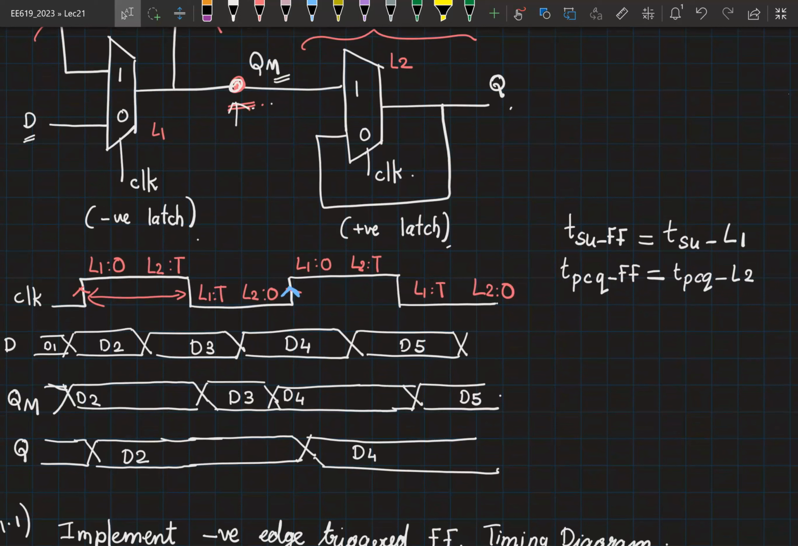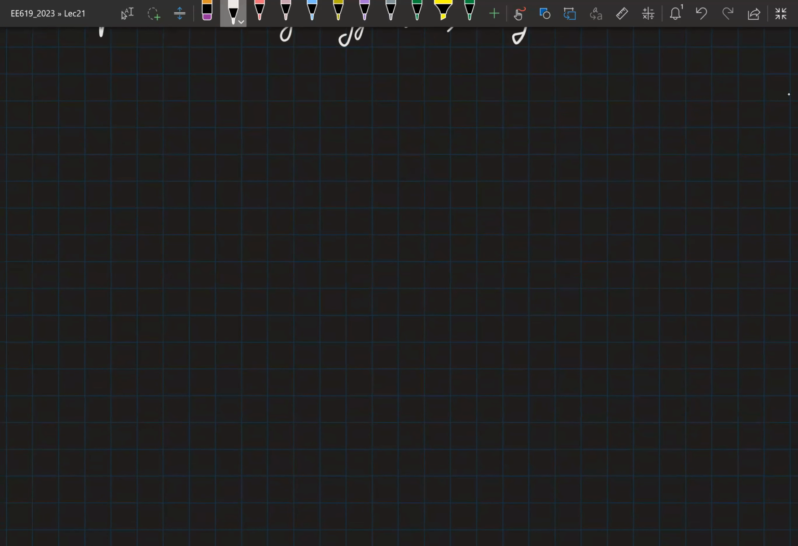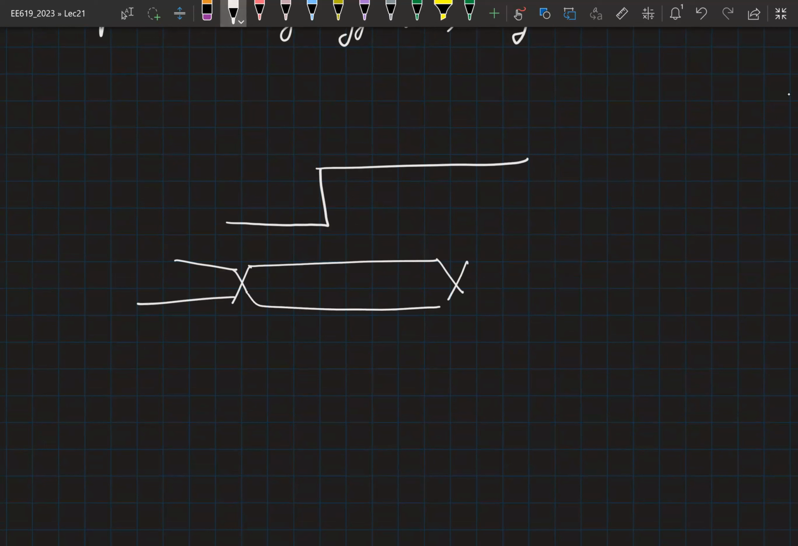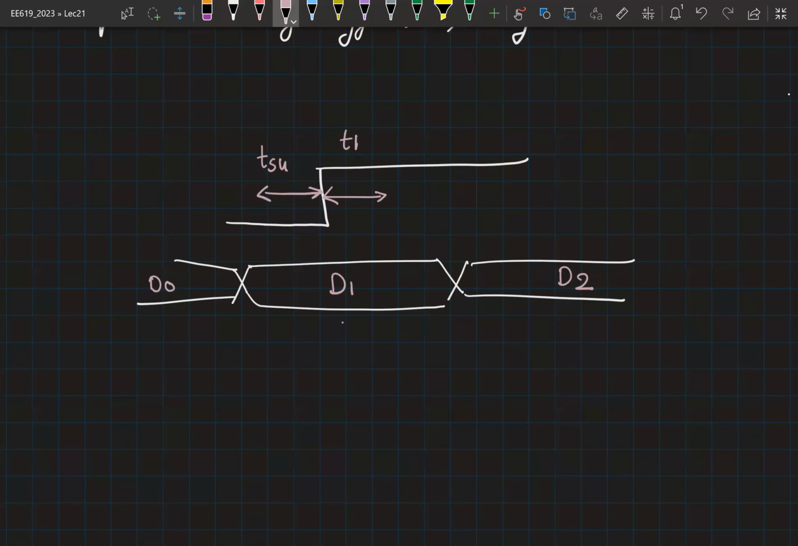So, hold time for this circuit in general. The idea is you have a clock edge, and your data, let's say, is changing before and after the clock edge. But the data that you want to hold is, let's say, some D1. You want D1 to appear at the output Q, which means D1 has to be set up sometime before the clock edge. That is what we define as TSU. And D1 should remain stable for some time after the clock edge. This is called TH.